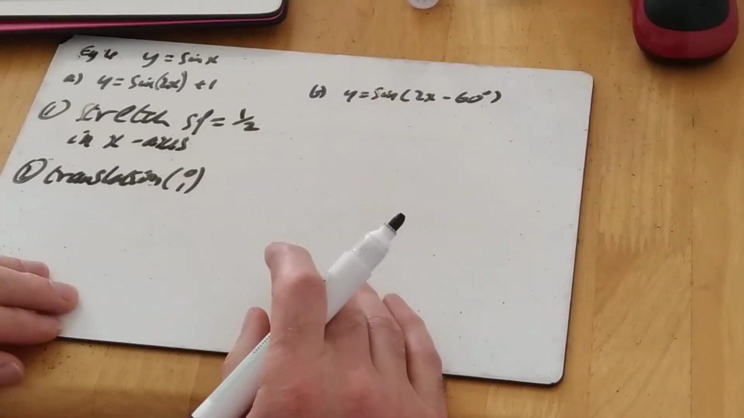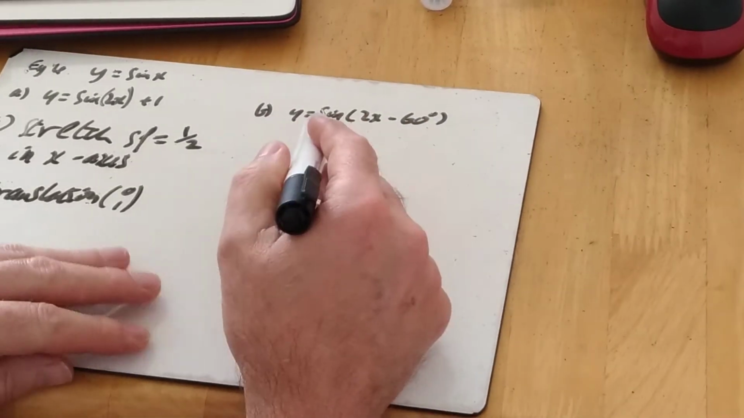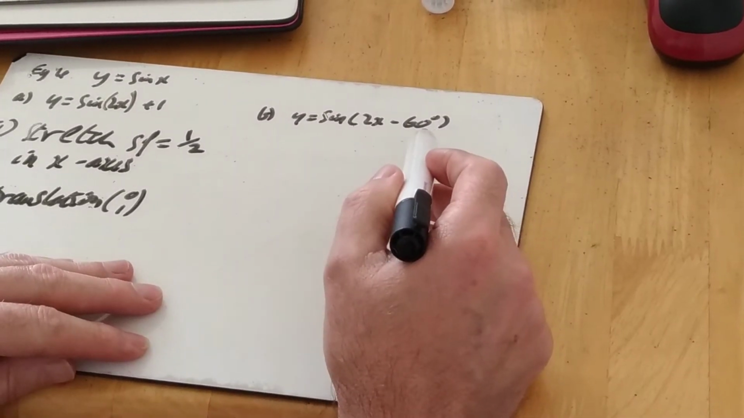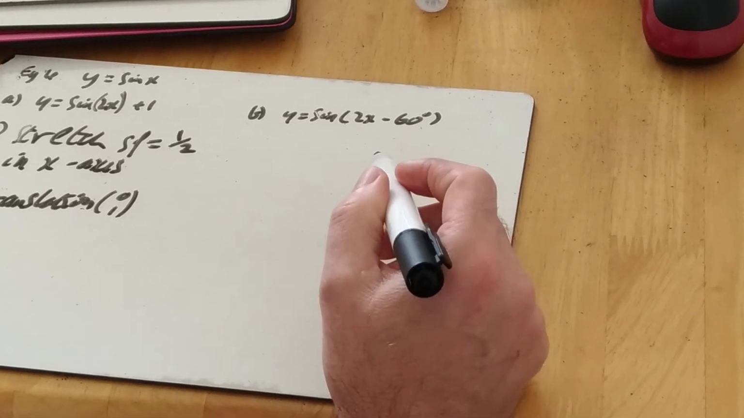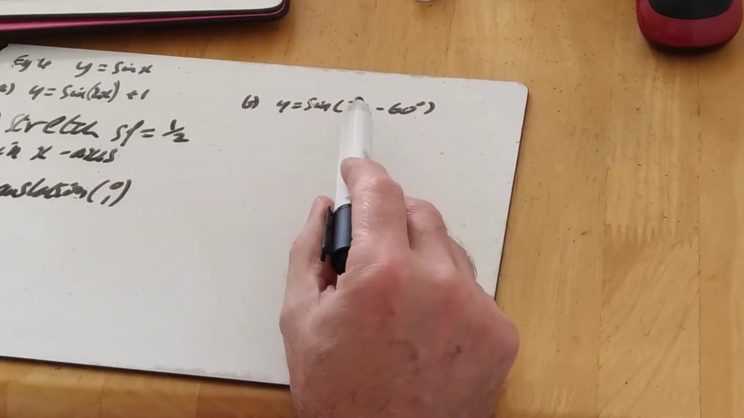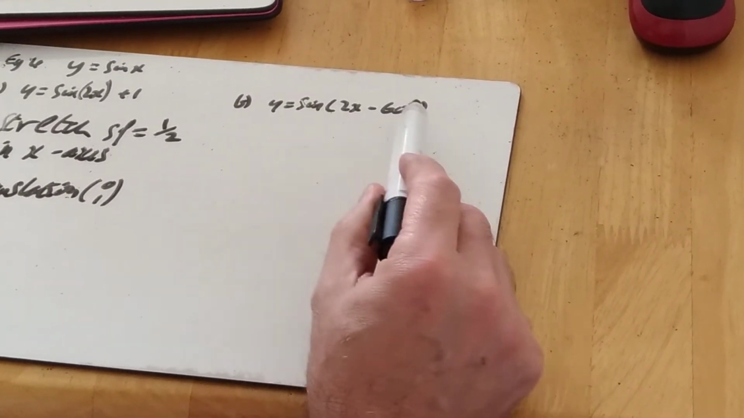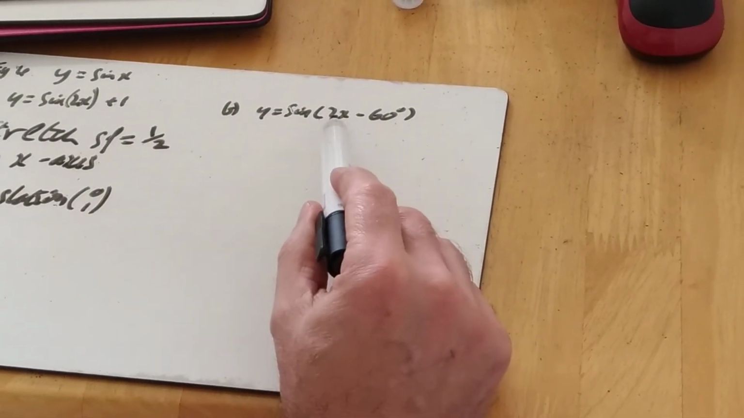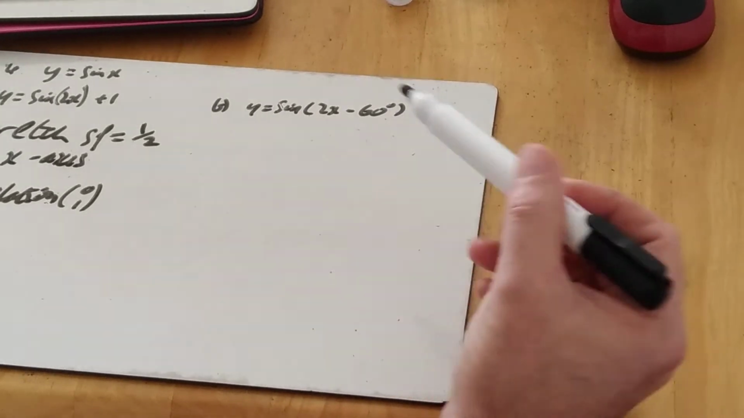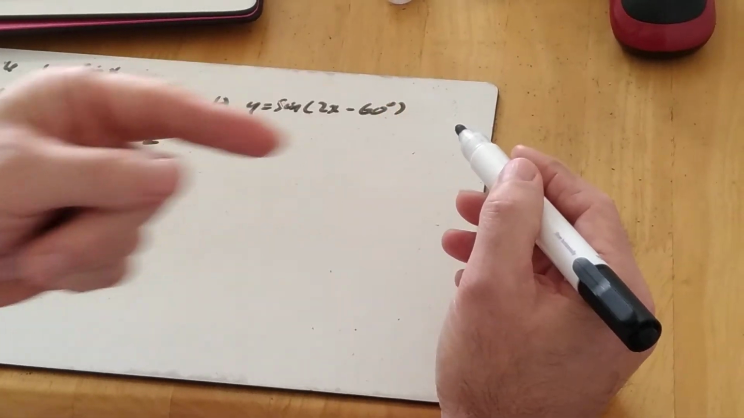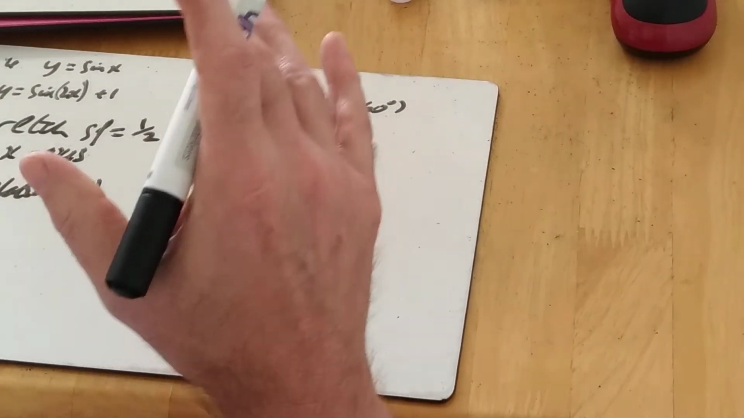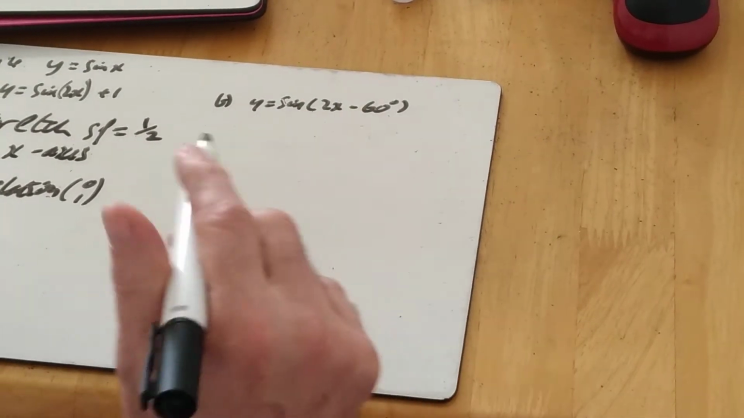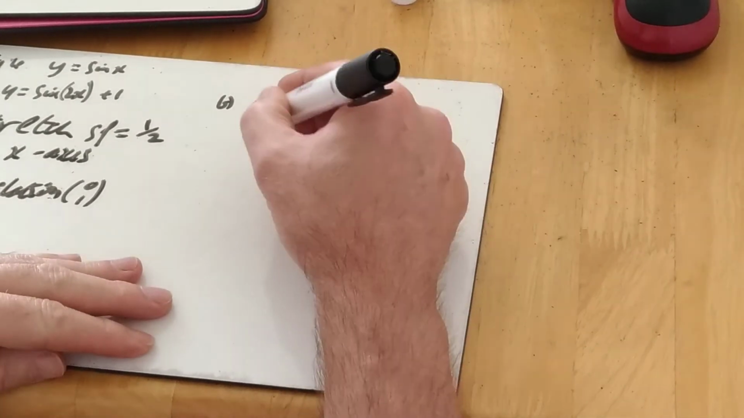Ooh, this one's interesting. y equals sine bracket 2x minus 60. I've got to be quite careful about this. I think because I've got two things in the bracket here, I've got two things going on. I've got the 2x and the minus 60. So it involves, because of the minus, a translation in the positive x direction, and because of the 2, it's a concertina effect as well.